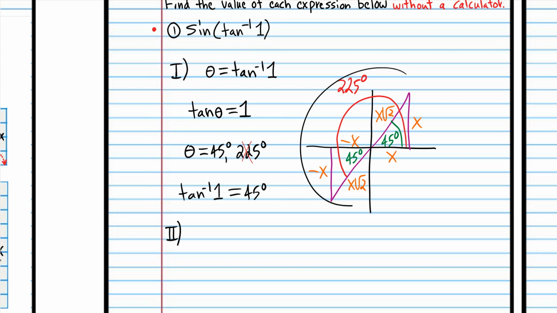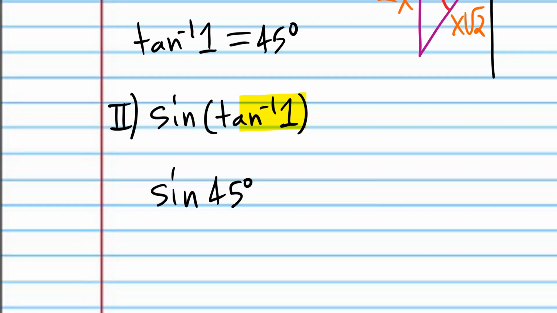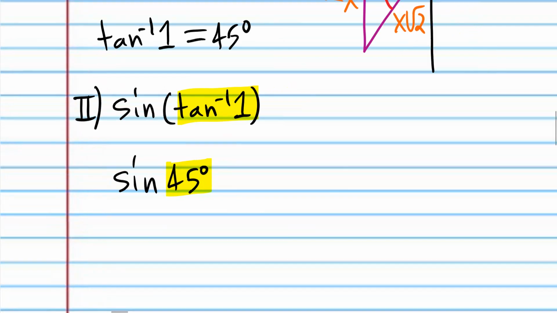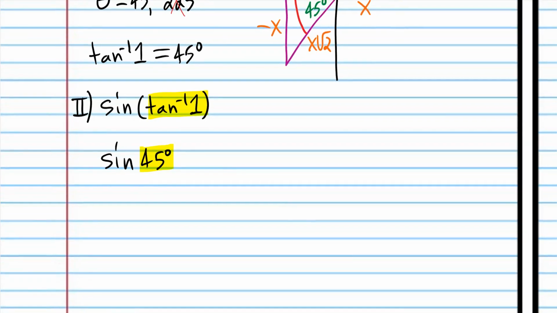Now, you don't have to draw these triangles. You can actually do this in your head if you want to. So part 2 of the problem is to find what we're actually looking for, is sine of tangent inverse of 1. We found that tangent inverse of 1 is 45 degrees. So now we're just looking for sine 45 degrees, and that angle is in the first quadrant.